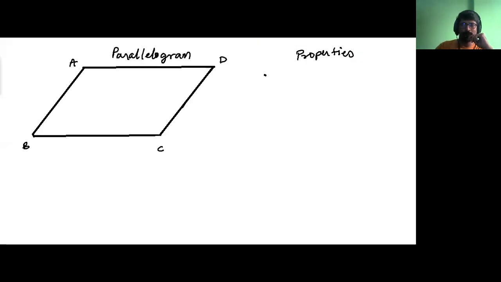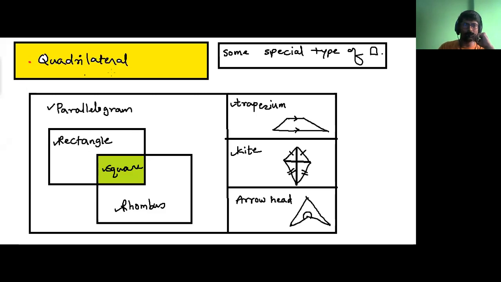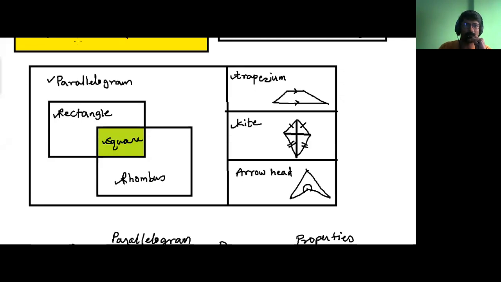So students, now I hope you know all 7 standard types of quadrilateral: parallelogram, rectangle, square, rhombus, trapezium, kite, and arrowhead. In the next part of the video, we are going to learn each and every type of quadrilateral in detail. So let's begin with the parallelogram. What exactly is a parallelogram? I'll show you in detail.